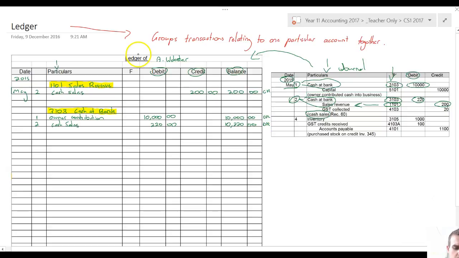If I look up my ledger and look up my cash at bank account, my balance is actually $10,220. So that gives me some more meaningful information about where my business is at, or where the specific account is at. So that's it, guys. That's how you post from the journal to the ledger. You can go ahead now and post the rest of these transactions.